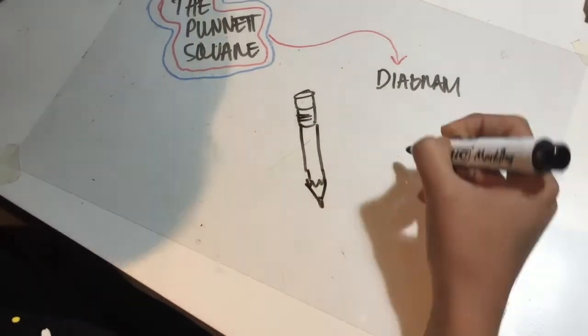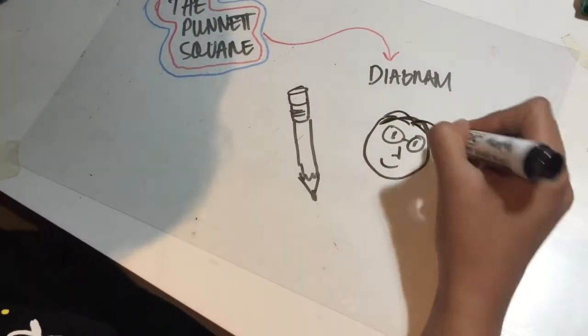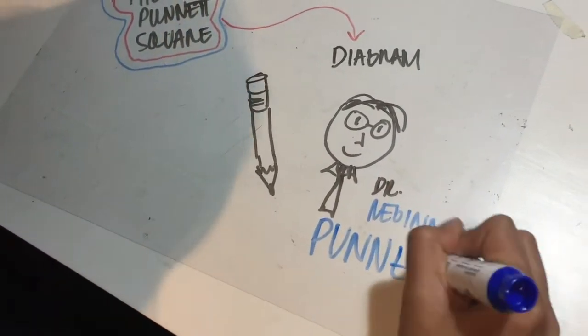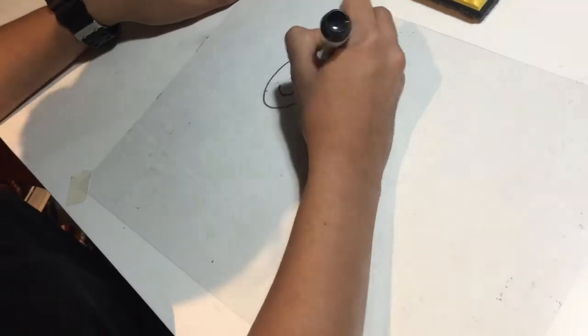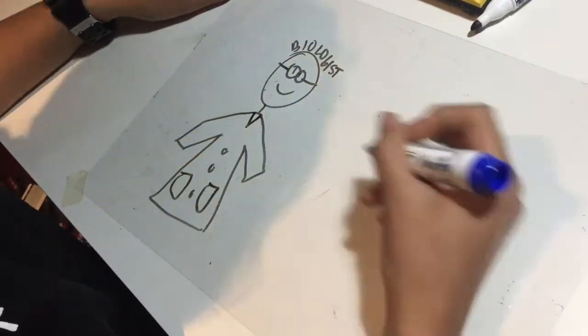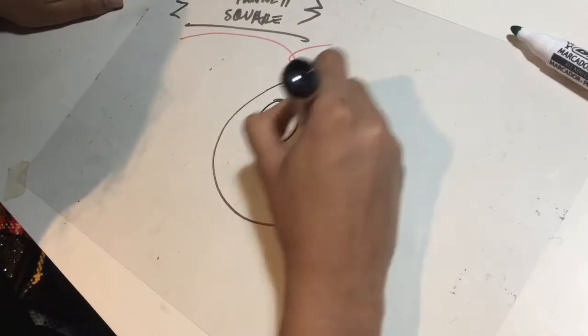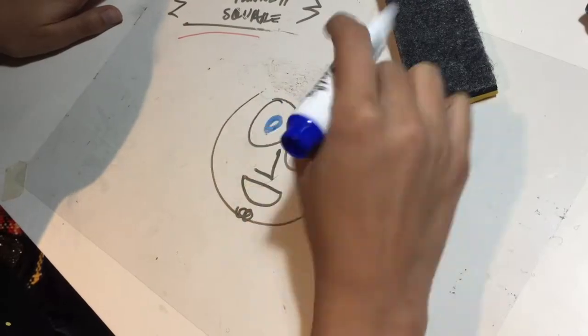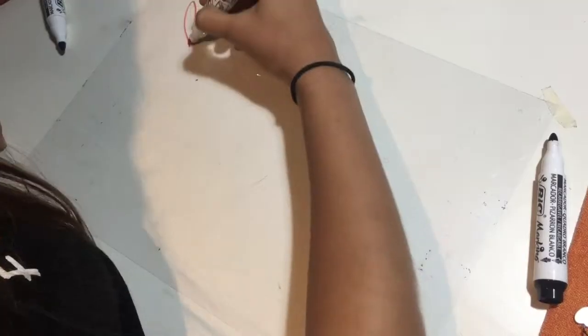The Punnett square is a diagram designed by Reginald Punnett. It's also used by biologists to determine the probability of getting a specific genotype. The Punnett square shows each possible combination of the offspring.